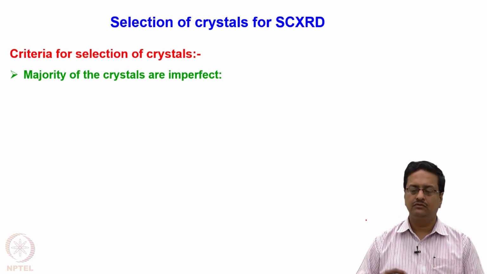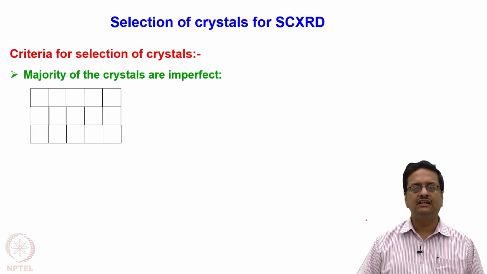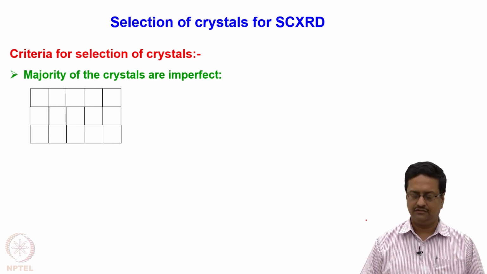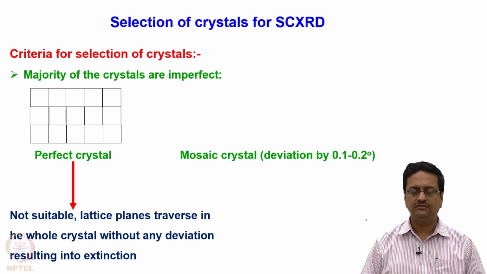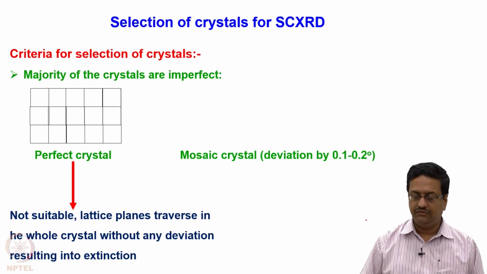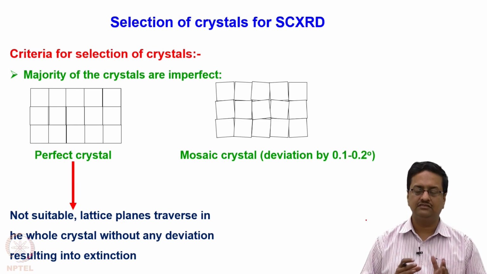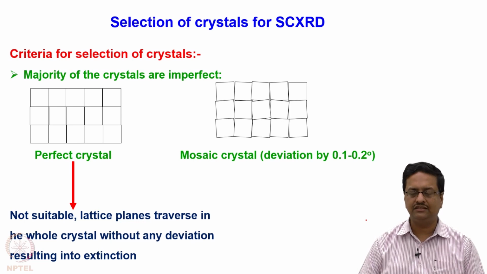Whatever crystals we grow are imperfect in one sense. If all the unit cells are arranged in a very uniform manner as is shown here, we call it a perfect crystal, which means it is not suitable because the lattice planes traverse the whole crystal without any deviation, and that may end up in extinction because the diffraction from one set of parallel planes going in a particular direction may get internally reflected and come back, and there may be extinction coming out of that.